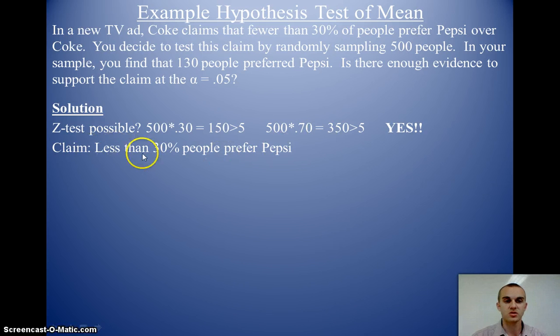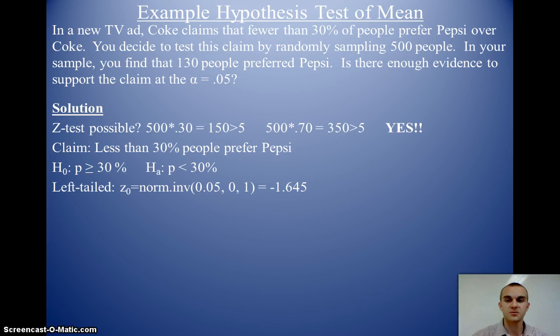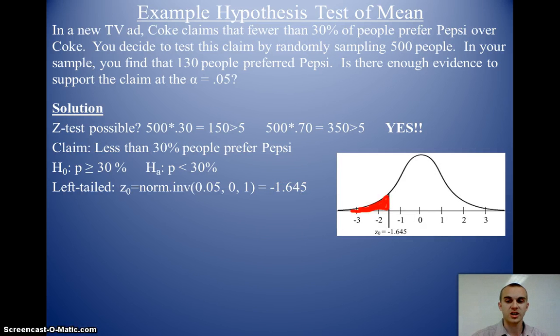Now I'm going to look at my claim, which was that less than 30% of people prefer Pepsi. That helps me set up my null and alternative hypotheses. Since it's a less than in the alternative, I'm going to use a left-tailed test. That tells me which formula to use to get my critical value, which is negative 1.645. I'm going to shade that. Now I can find my z-score related to the sample data. But first I want to know what my p-hat is. It told me that 130 people preferred it out of 500, and that's about 26%.